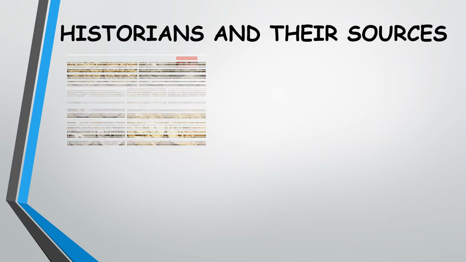Historians and their sources. Who is a historian? How do they create the information about the past? A person who studies, investigates, and writes about the past is a historian. For tracing the changes through so many years, the historians use various types of sources that depend on the period of their study and the nature of their investigation.